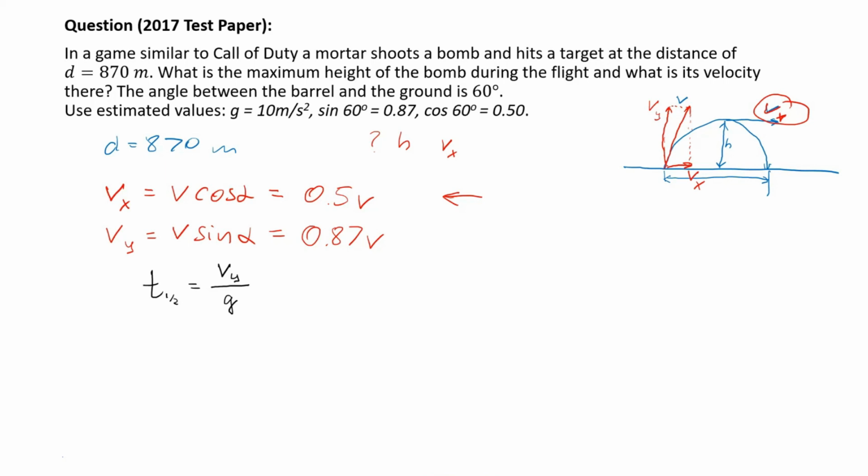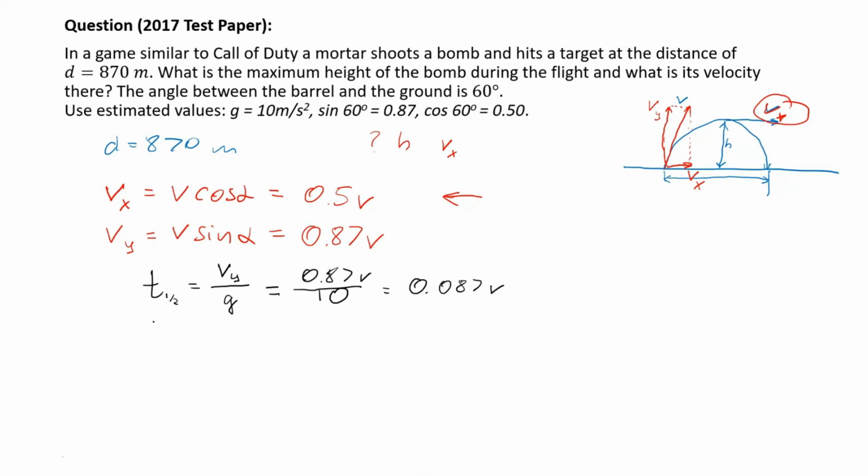The component of the velocity affected by the gravitational acceleration is only the vertical, so Vy. Therefore, what we have here is Vy is 0.87 V divided by 10. So we have 0.087 V. That's our half of the time.